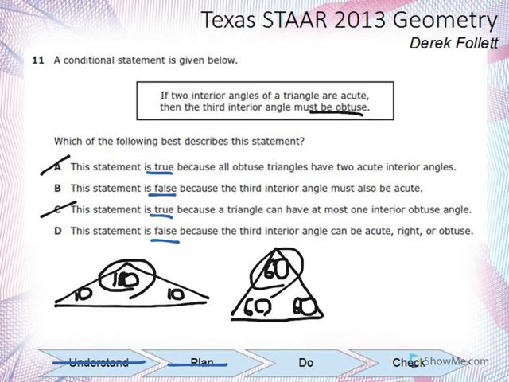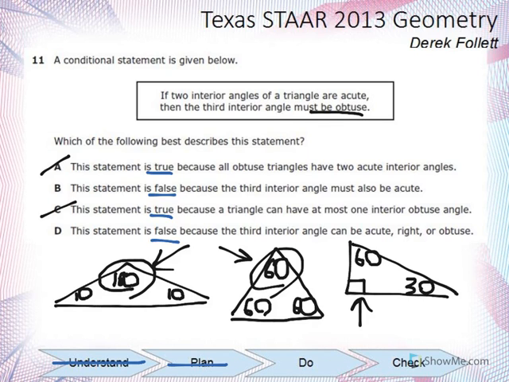And choice D says the statement is false because the third interior angle can be acute, right, or obtuse. Yeah, that sounds true. Here it is acute. Here it is obtuse. And yeah, maybe we could have a right triangle. How about a 30, 60, 90 right triangle? 30 and 60 are acute, and 90 degrees is not obtuse. So I'm going to choose D.